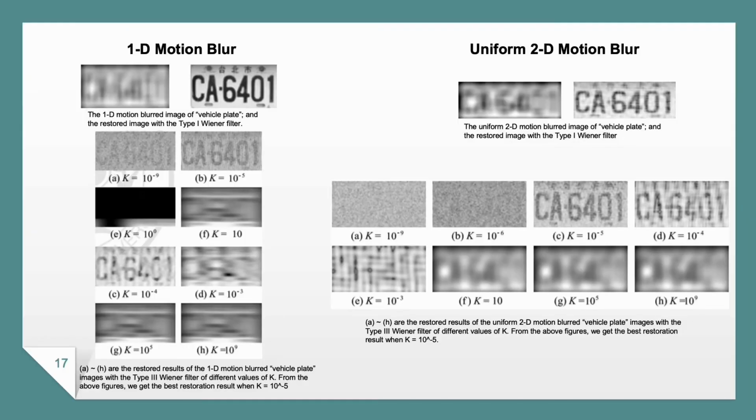In the 1D motion blur, we have used different values of K to get the better result, and the value 10 raised to the minus 5 shows us the better result in both the cases, that is 1D motion blur and uniform 2D motion blur. The pictures are in front of you. You can take a quick look.